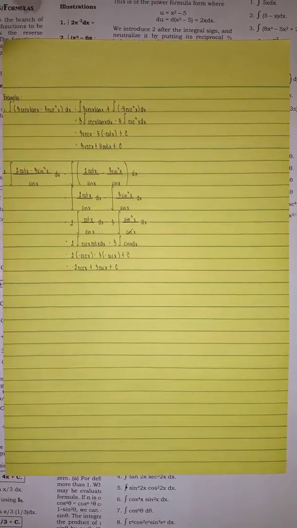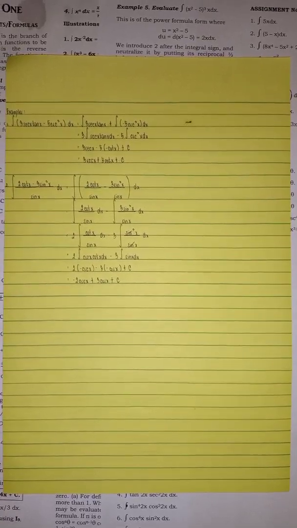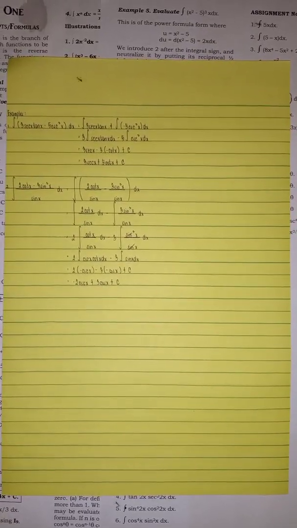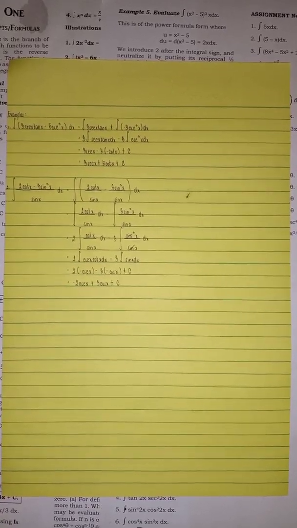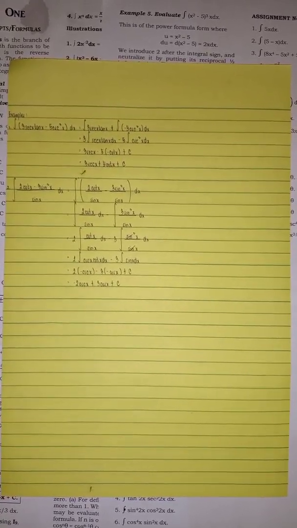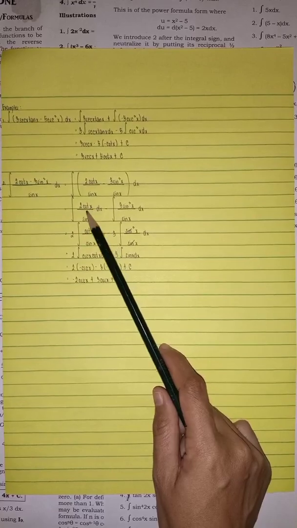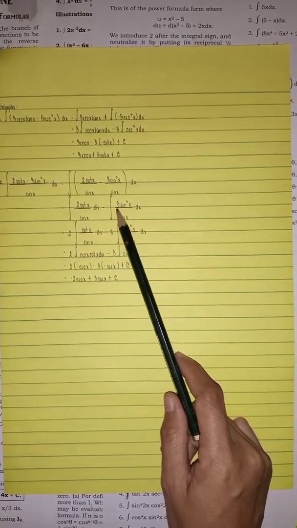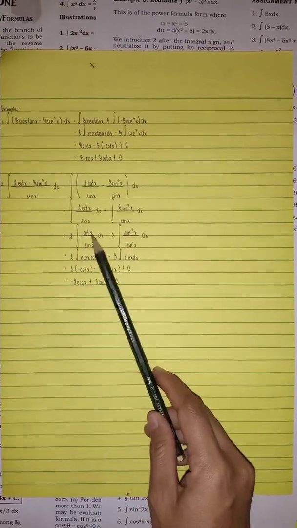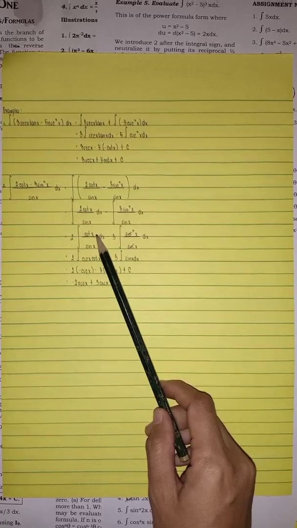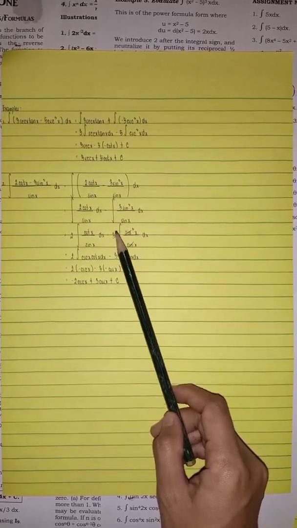Next, we have the integral of 2 cotangent x minus 3 sine squared x, all over sine x dx. We will first simplify this integral. We will distribute this sine x. We have integral of 2 cotangent x over sine x minus 3 sine squared x over sine x quantity dx. Distribute the integral symbol, so we have integral of 2 cotangent x over sine x dx minus the integral of 3 sine squared x over sine x dx. We will move the constants: 2 integral of cotangent x over sine x dx minus 3 integral of sine squared x over sine x dx.